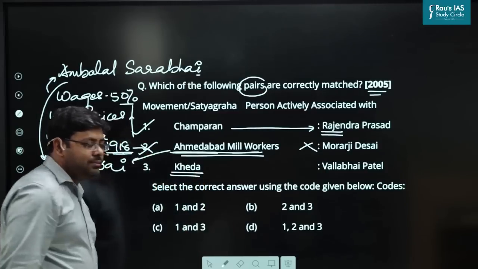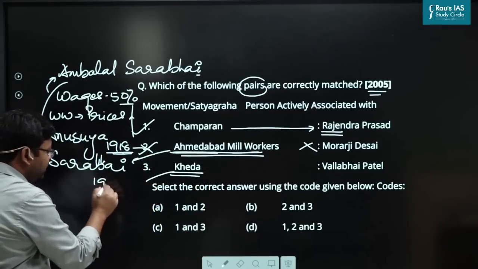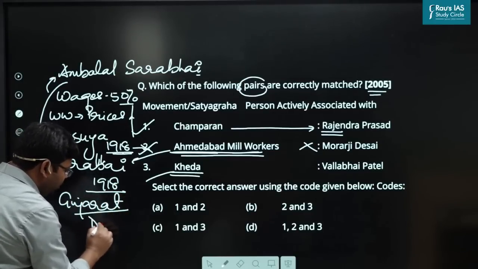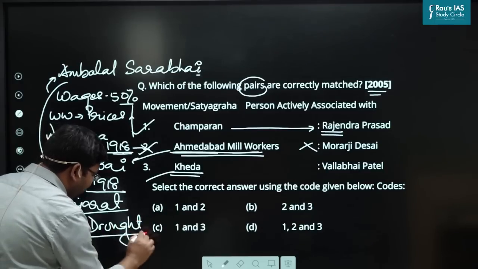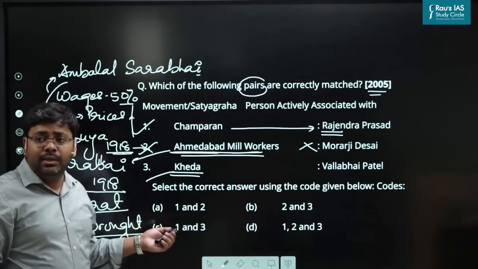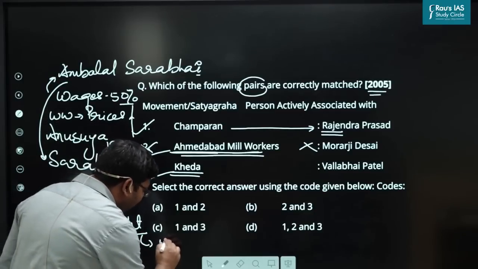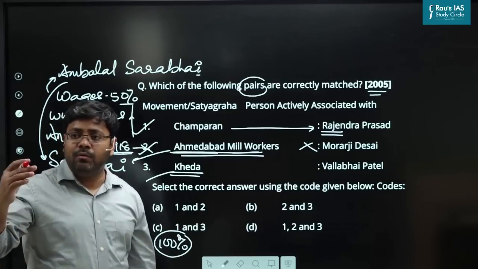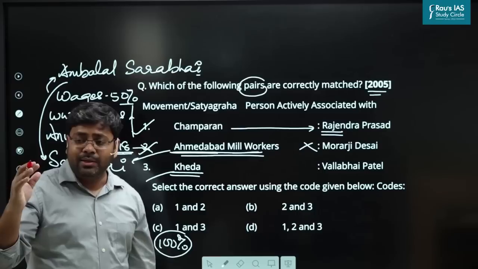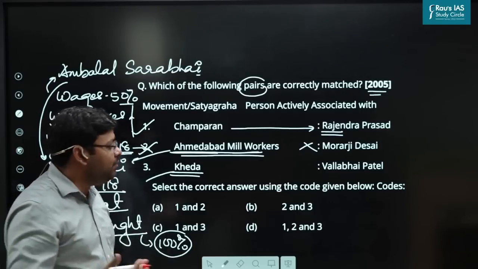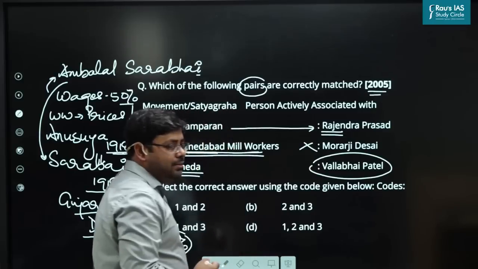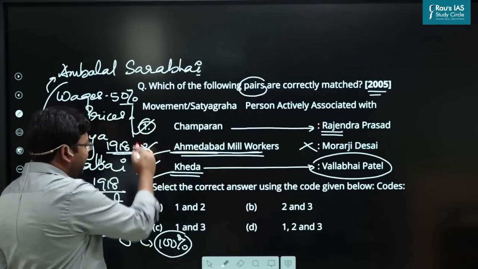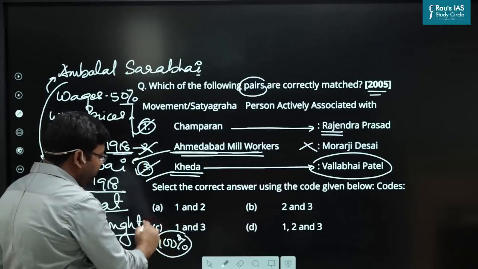Kheda Satyagraha. Again, Kheda Satyagraha was in 1918. Kheda is a place in Gujarat, and in Gujarat, there was a drought-like condition. But during this drought-like condition, the British still insisted on 100% realization of the revenues from the farmers. Gandhiji gave the call for non-payment of taxes, but he gave the moral call. The actual campaign was organized by Sardar Vallabhbhai Patel. So third, Kheda, Sardar Vallabhbhai Patel, is again correct. 1 and 3 are correct. The answer here would be 1 and 3.